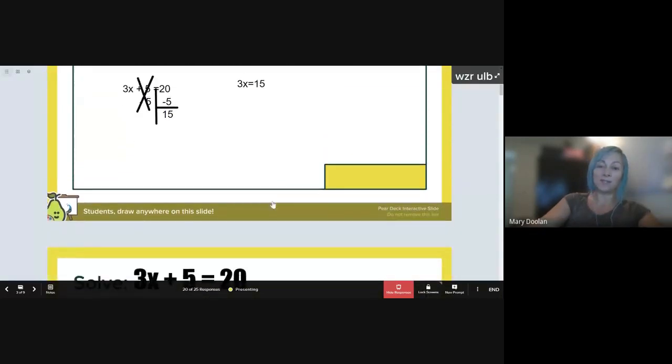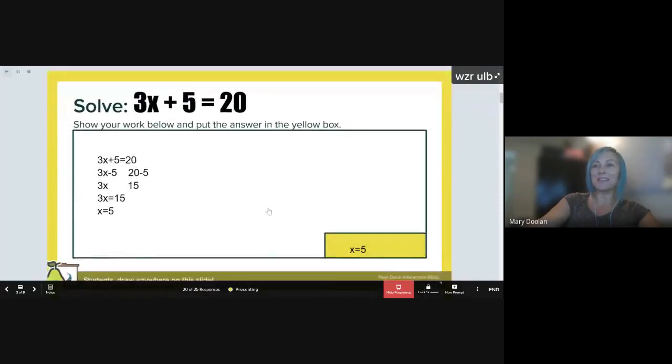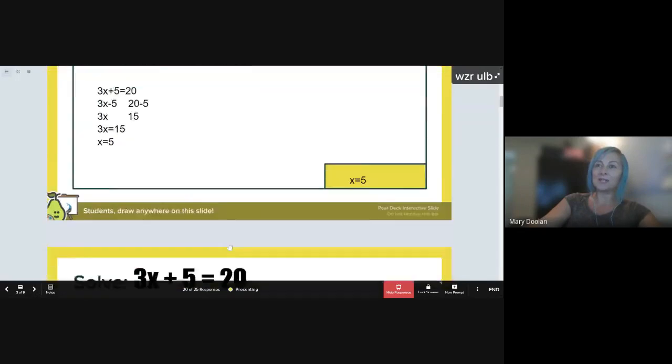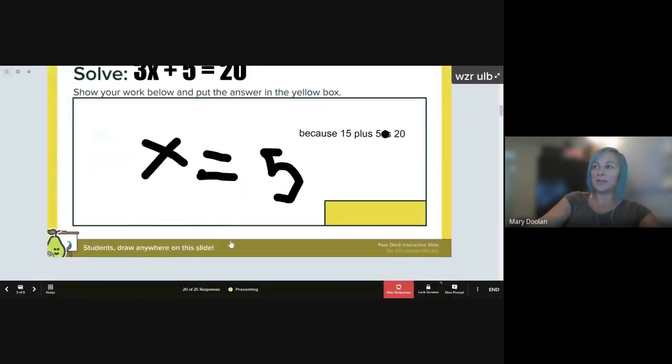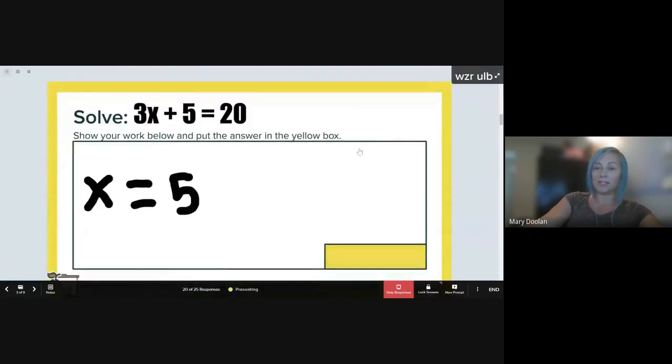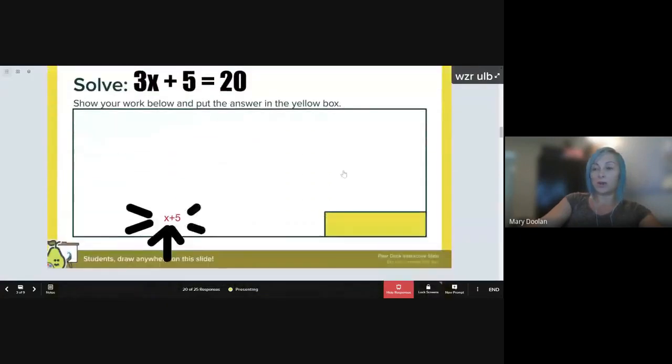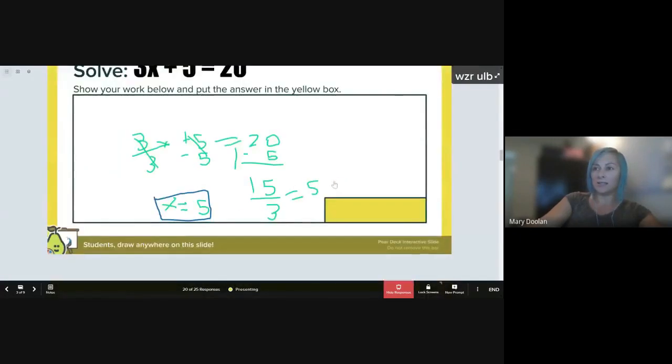Some of you have nice writing with the mouse. Some of you it's a little bit tough. Here they worked it out. 3x plus 5 equals 20. They're showing they're doing the same thing to both sides, all the way down until x equals 5. Very nice. All right, so you're giving your reasoning behind it. There are lots of ways to show your thought process.